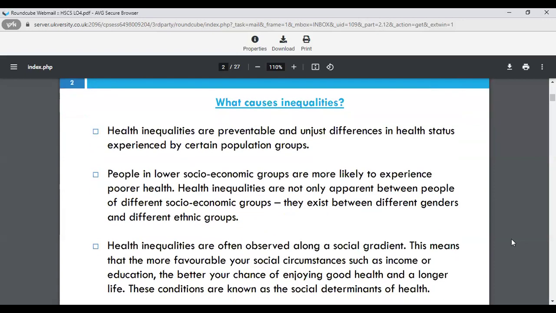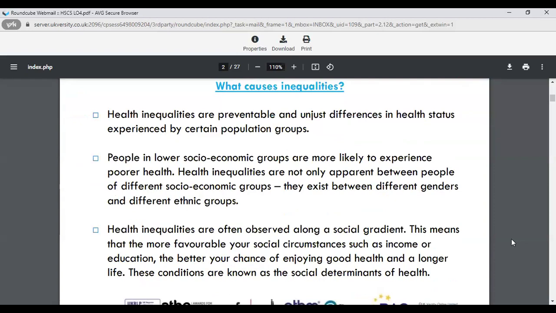So the first question is, what causes inequalities? This is according to research. It's not something that we are saying, but it's taken from several research papers that have been published within the UK. So health inequalities are preventable. They are unjust differences in the health status that are experienced only by certain population groups. It's not all the population that has to face them. So the people who are living in the lower socioeconomic groups. So what do we mean by lower socioeconomic groups?